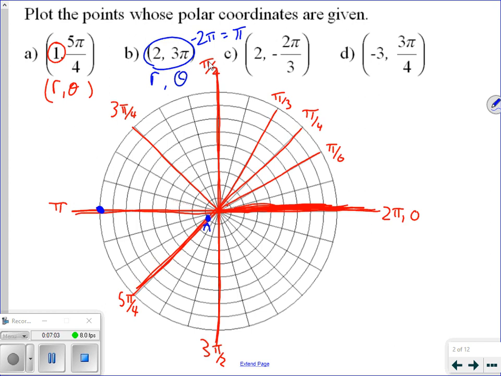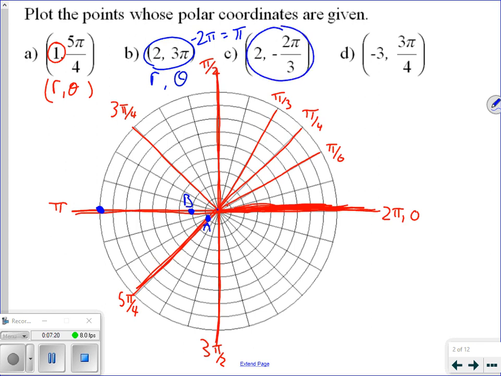Now, the radius measure from the origin is 2. So I'm going to go 2 circles away from the origin, and my point is going to be right here. This is point B. Okay. All right, let's try C.